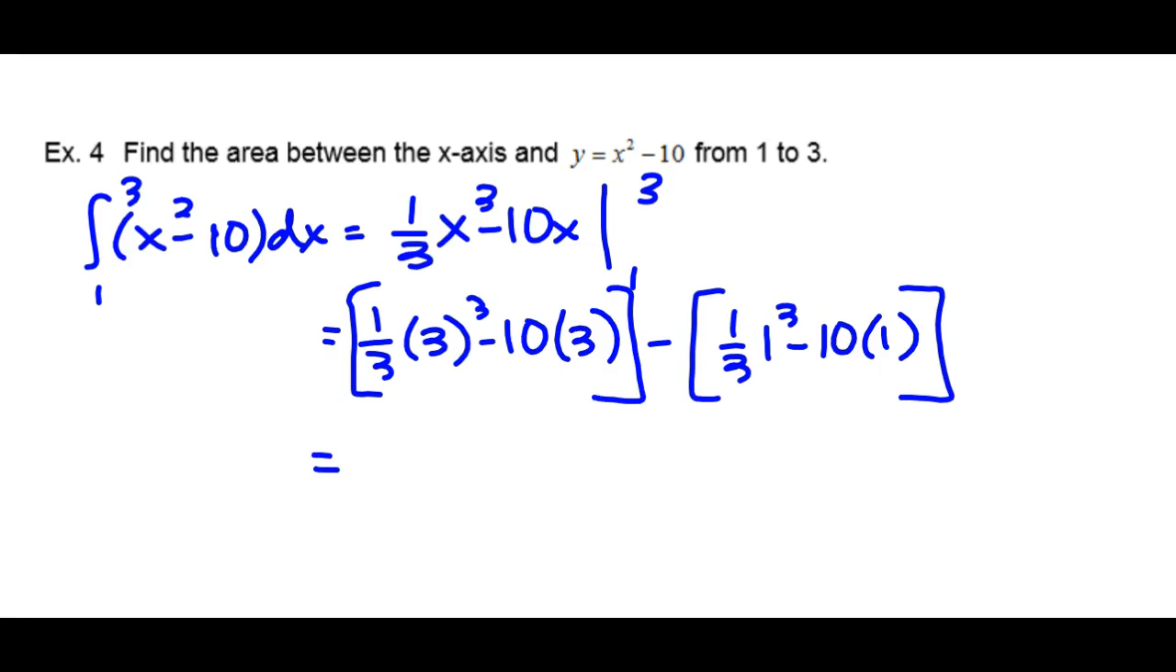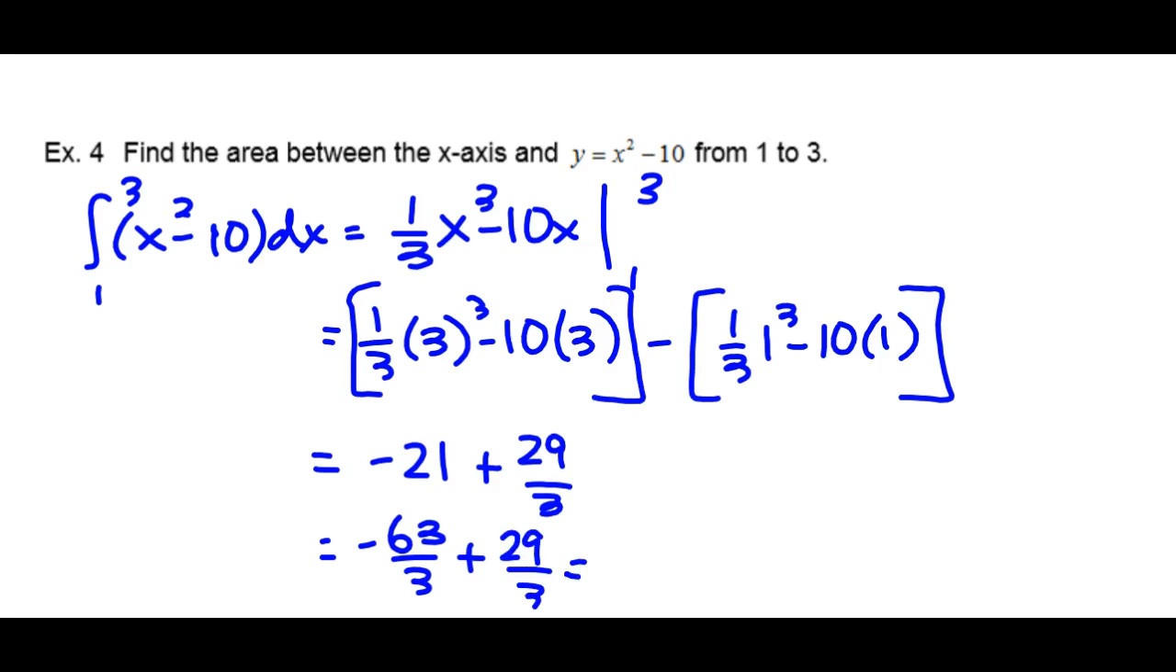Simplifying both of those, you end up with negative 21 plus 29/3. Well, this is negative 63 over 3 plus 29 over 3. So my final answer is negative 34 over 3.